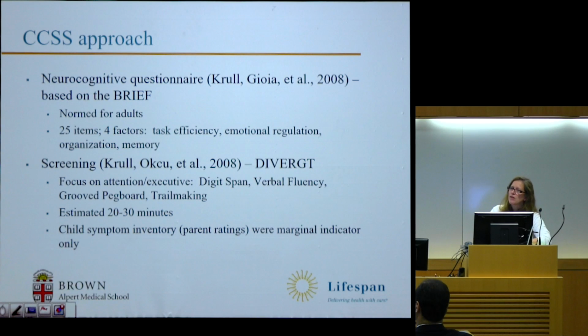We've used it from the very, very brief model that's used a lot, where we're using just parent report, having parents rate on the BRIEF, to using just a few select neuropsych measures like digit span, which is a pretty sensitive measure generally, verbal fluency, grooved pegboard, and trail making, something that doesn't take much more than 20 to 30 minutes to give. That's usually a pretty reasonable amount of time to hold a child's attention for some type of testing. And interestingly, again, parent ratings were not very well correlated with outcomes for those children.